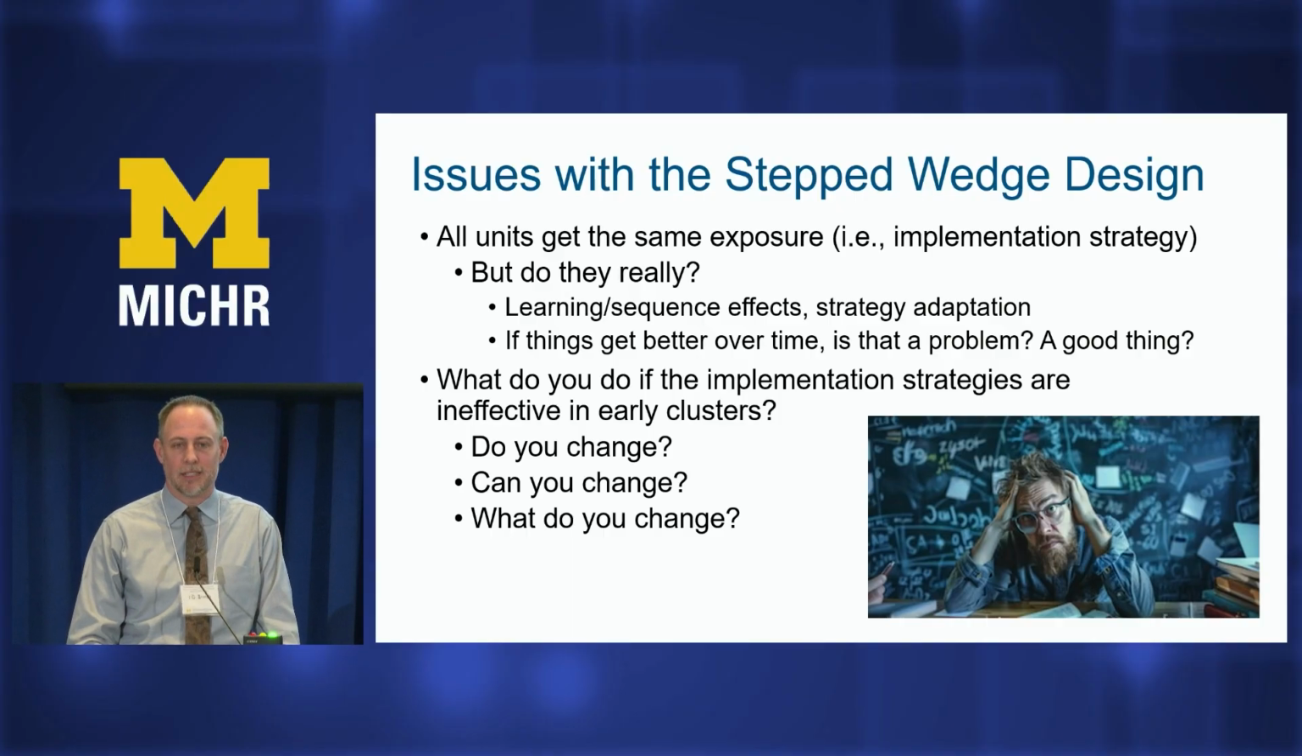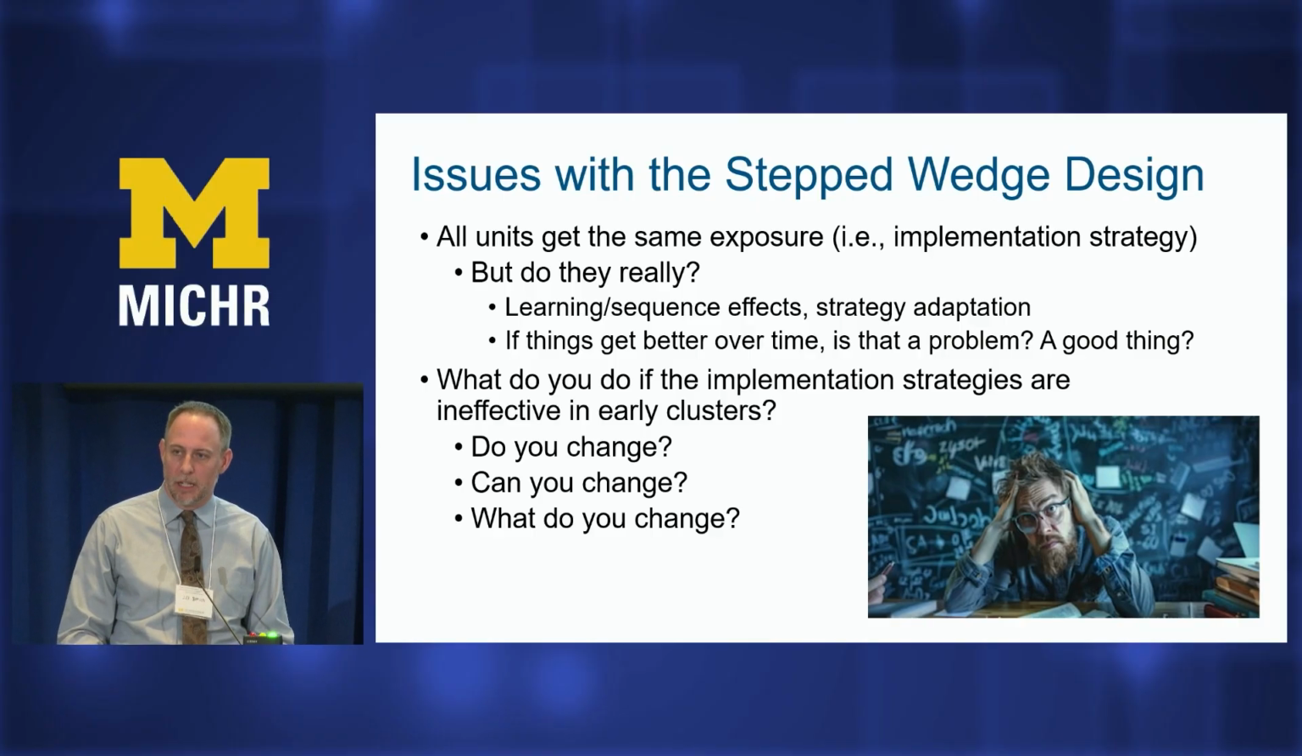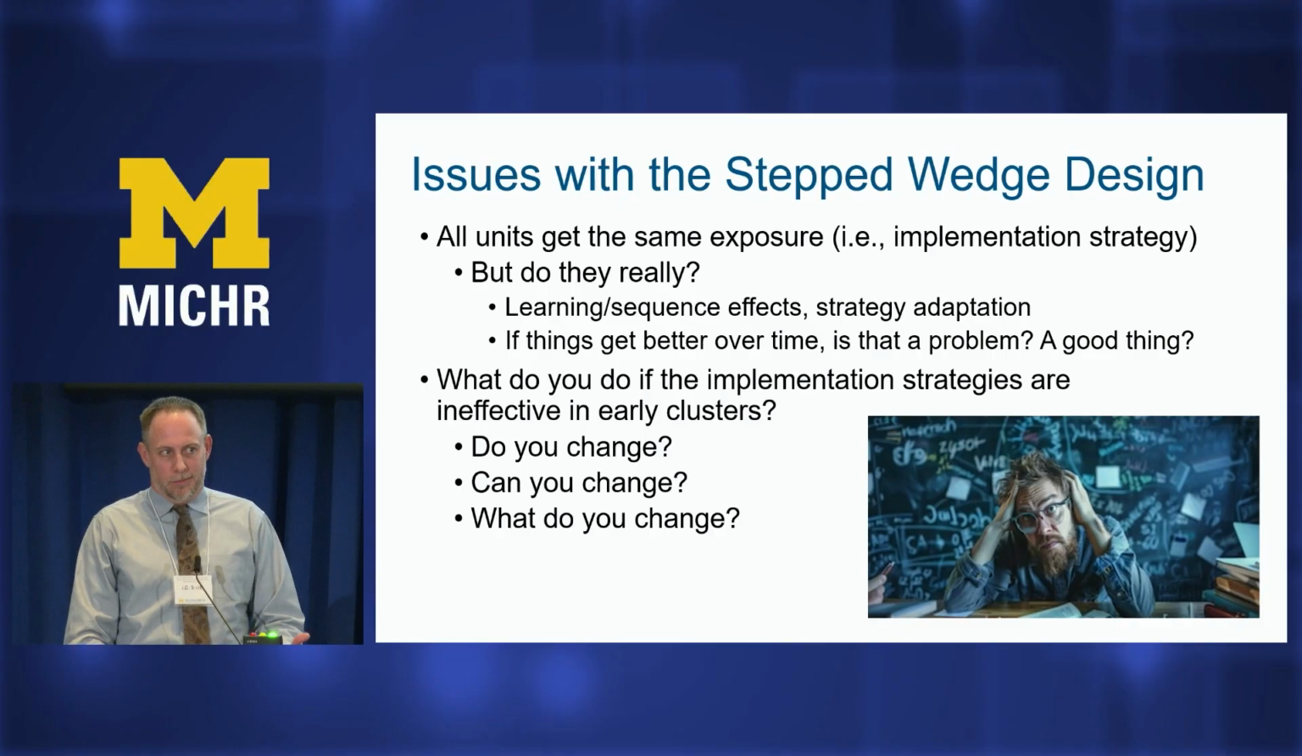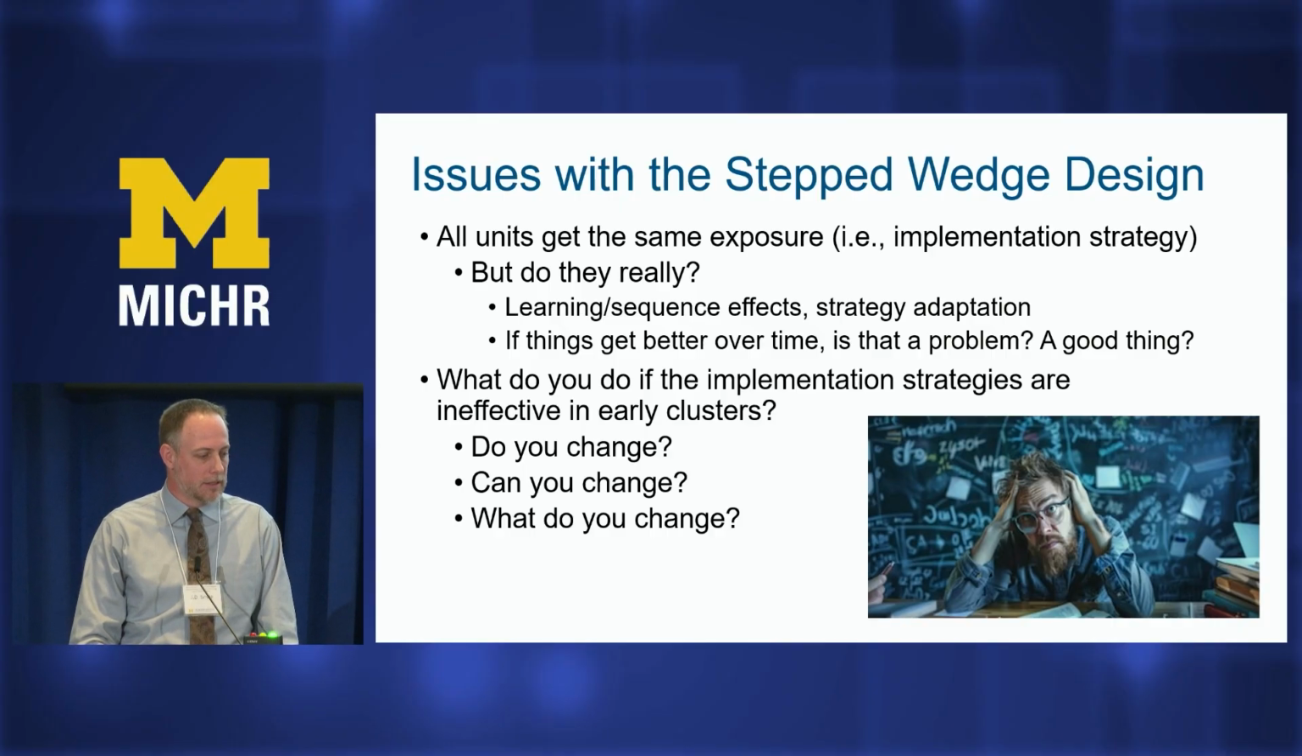The assumption, at least statistically, is that all units get the same exposure. And I could probably annotate this with more or less the same exposure, because certainly there's some changes that get made. There's some lack of fidelity between the exposures. And so the reality is they probably really don't. We assume that. We often analyze as if they did.